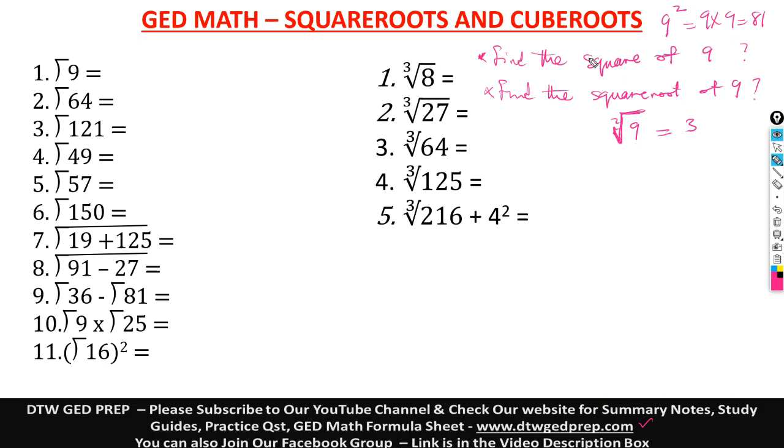You can also see find the cube of 9 and the cube root of 9. The cube of 9 is 9 raised to the power 3, which is 9 times 9 times 9. And the cube root of 9 will give us probably a decimal number. So two different statements which you should take note of.